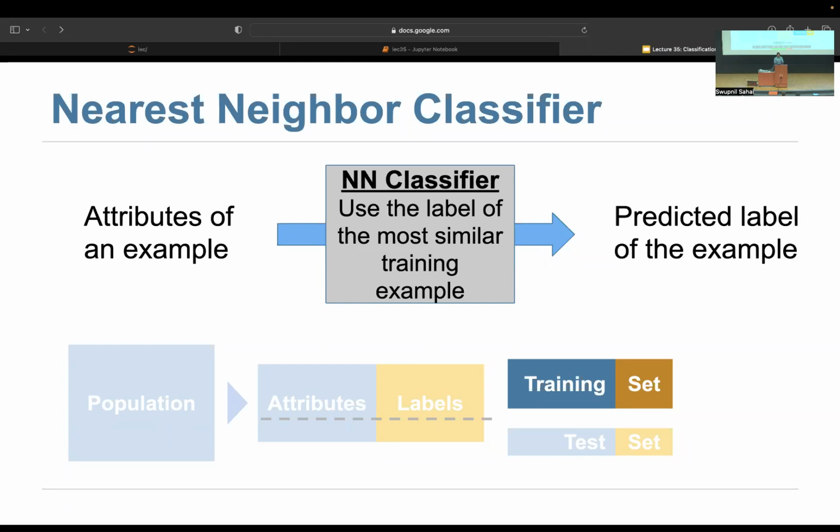So a new person comes in on the scatter plot. Let's look at the neighbors around them and then find the average output value, or the most common output value. That's how we make our prediction. That's called a nearest neighbor classifier. The way it works is very similar: you take in the attributes that you're observing, and then you find the most similar training example in the data set. Whatever their output is, that's what you use as your prediction.